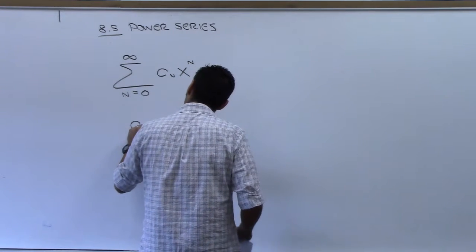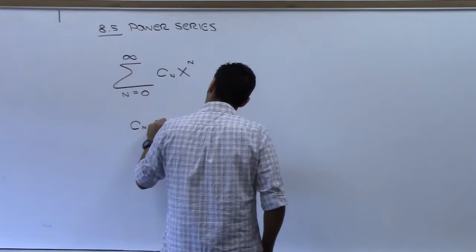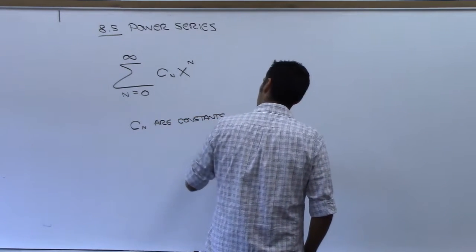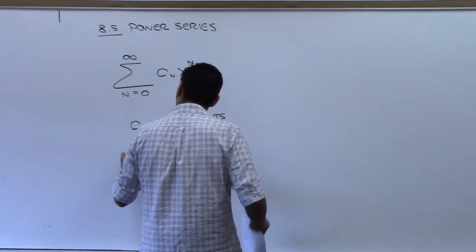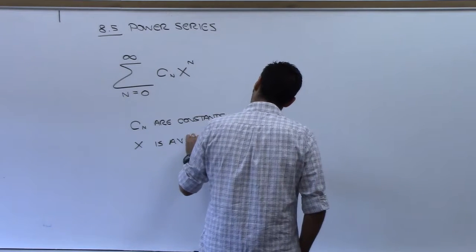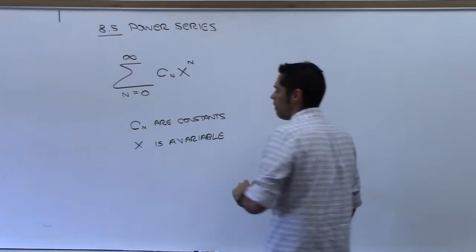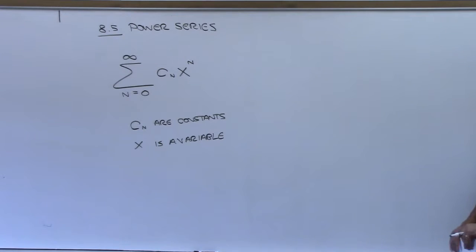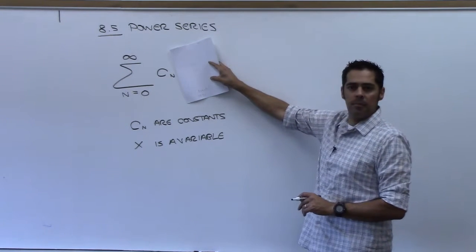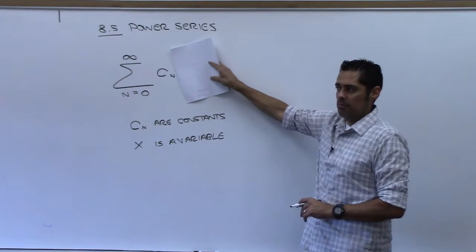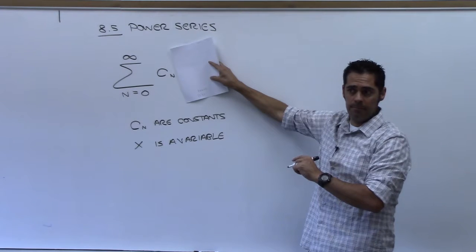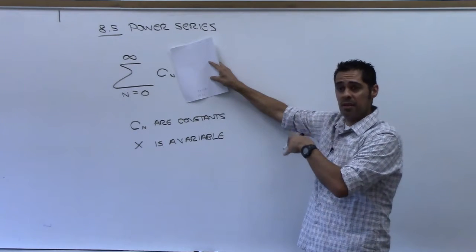C sub n are constants. x is a variable. So look, if I cover up the x to the n power right there, that's what we've been doing, except I'm calling it C sub n instead of a sub n, all right? And I'm starting at n equals 0 instead of n equals 1.